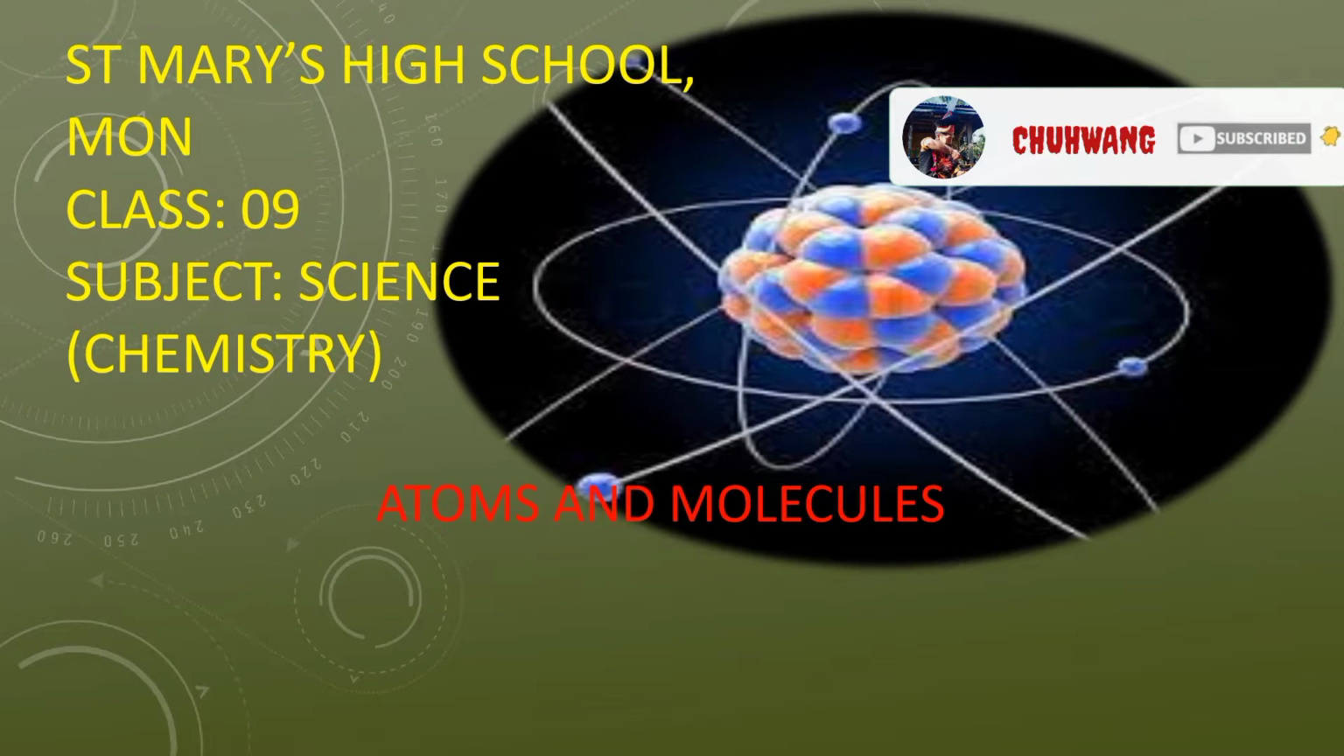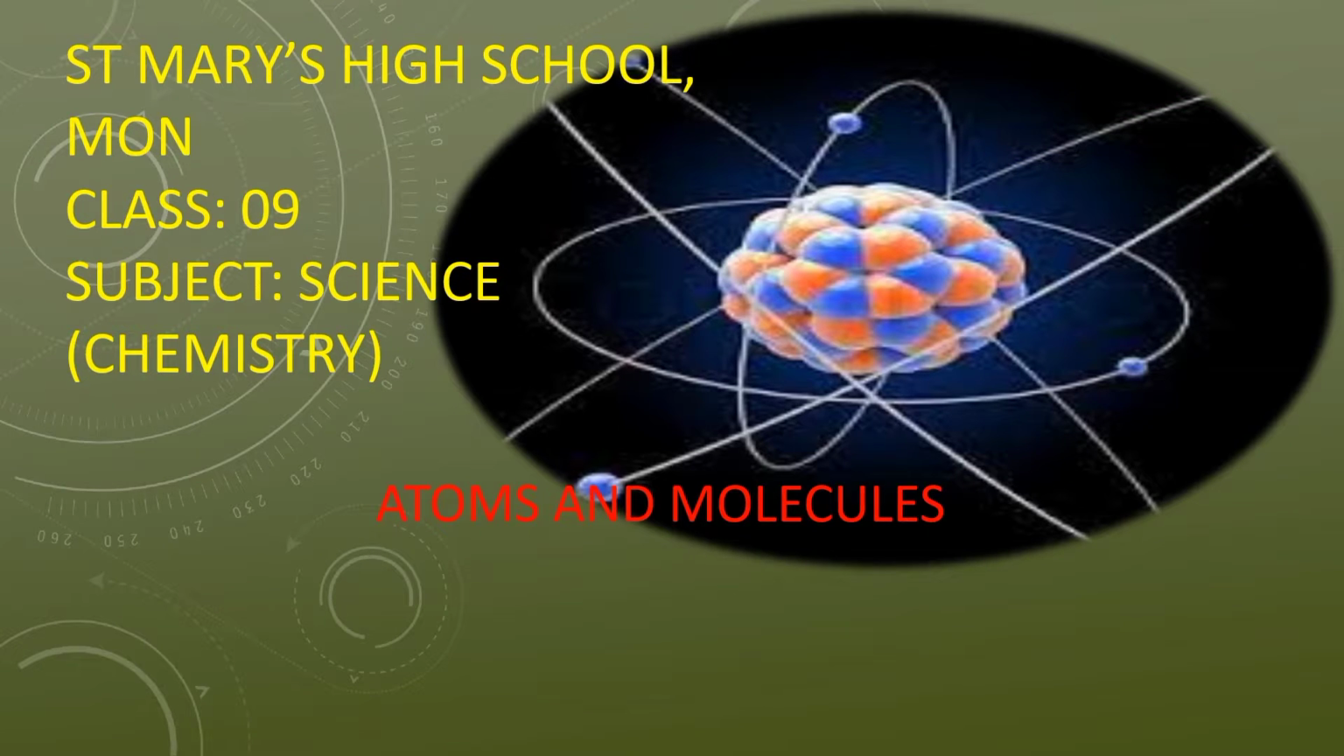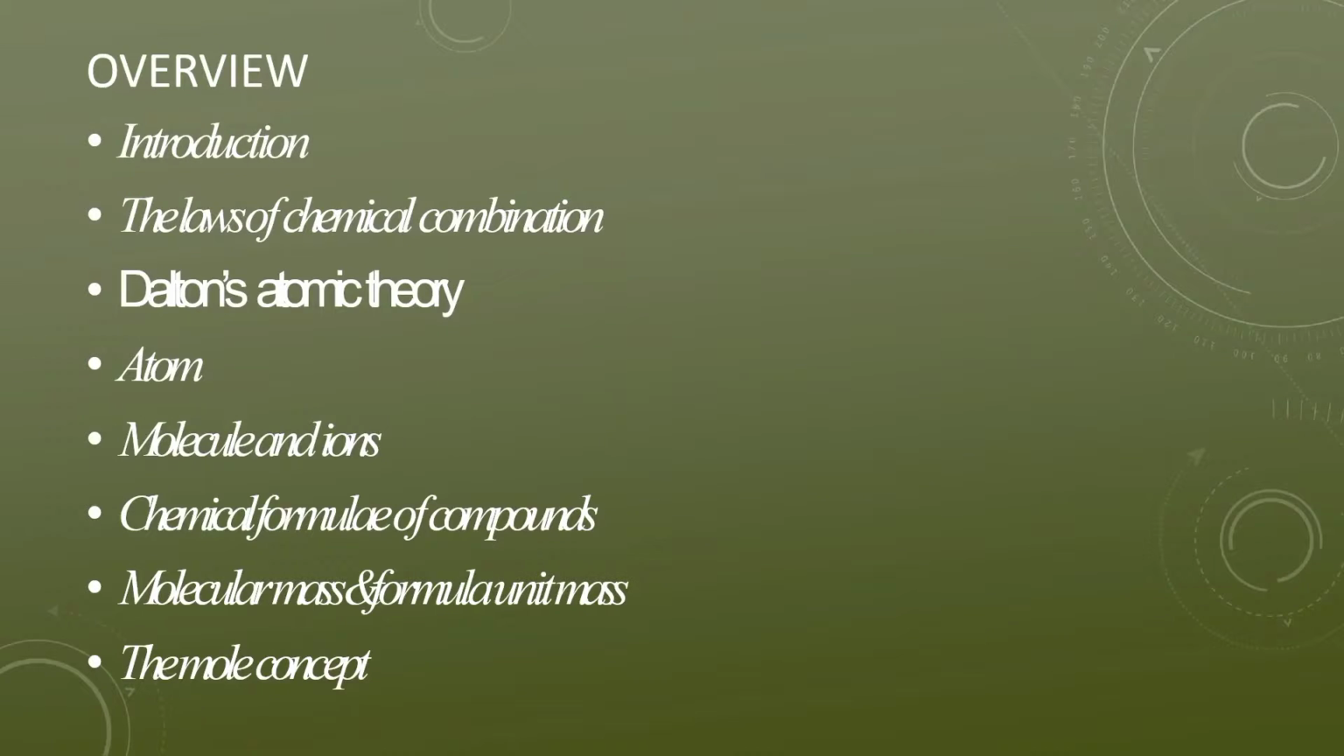We have already started these chapters from the chemistry section, that is atoms and molecules, in the previous videos, and this is our second video on these chapters. In the previous video we discussed the discovery of atoms and different theories, different laws of chemical combination, and Dalton's atomic theory. We also discussed atoms in the last classes.